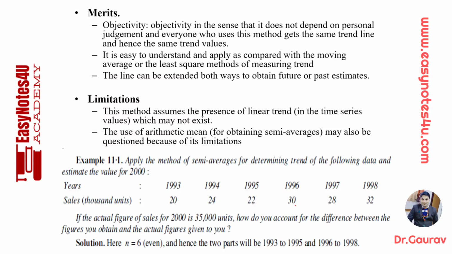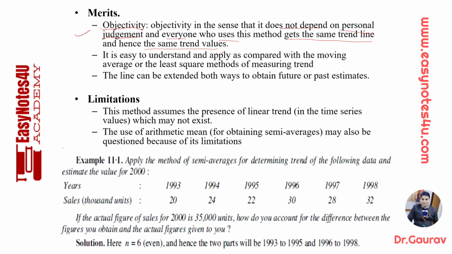So what are the merits and demerits of this method? The merits are, first, objectivity. Objectivity in the sense that it does not depend on personal judgment. Everyone who uses this method gets the same trend line and hence the same trend values. तो सेम तरह की ट्रेंड लाइन कोई भी यूज करेगा, सेम तरह की वैल्यूज आएंगी इसमें. ये नहीं कि कोई सेम क्वेश्चन को अलग अलग सोल्व करेगा तो अलग अलग वैल्यू आएगी.